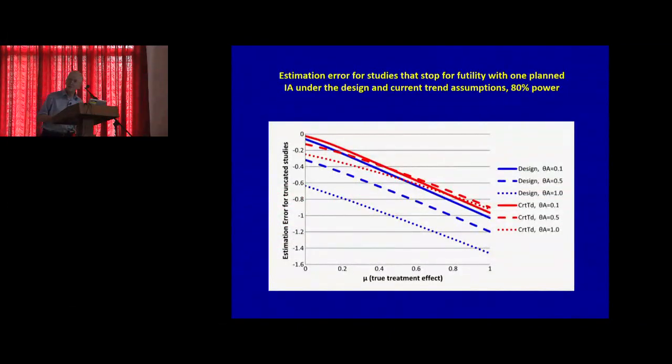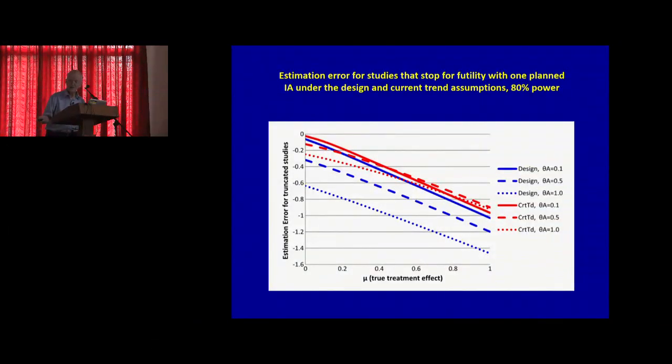So this one, for example, is how much you underestimate the treatment effect if you do a futility analysis and you stop. So these are actually all negative, as you expect, right? Remember, this is the random low phenomenon. If you stop early for futility, you're going to underestimate the effect typically. And you can see that the amount of misestimation gets worse if the true effect is bigger.